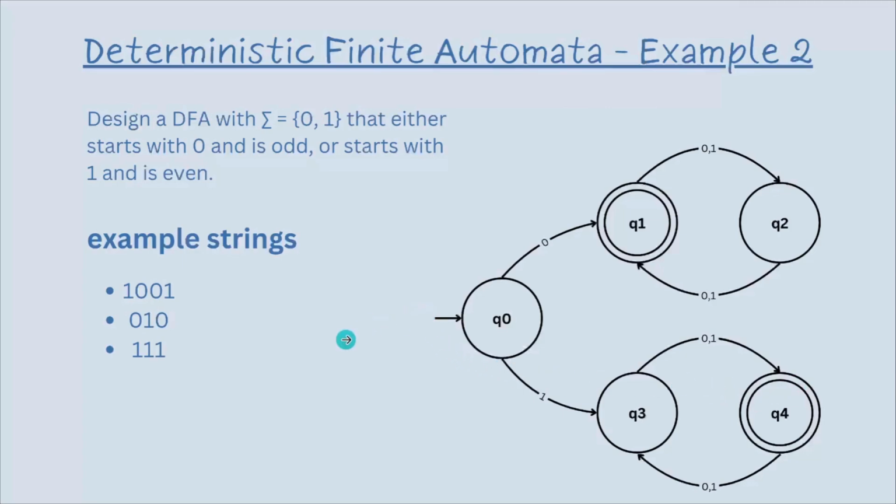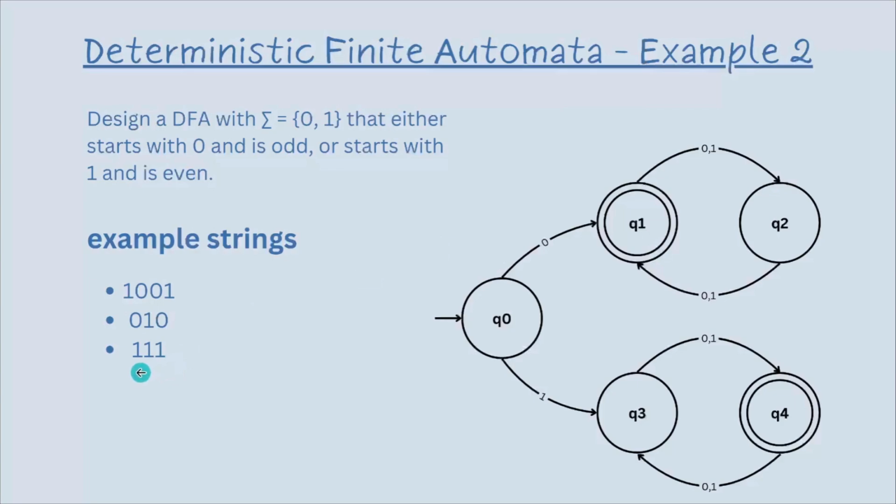Then we have the next string, which is 0, 1, 0. That is a string that starts with 0 and is odd, so it should be accepted. You start at Q0. You read a 0, you go to Q1. You read a 1, you go to Q2. Then you read a 0, and you go back to Q1, which is an accept state.